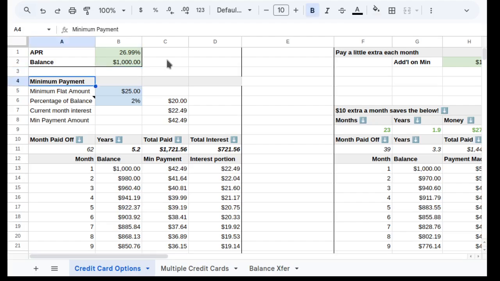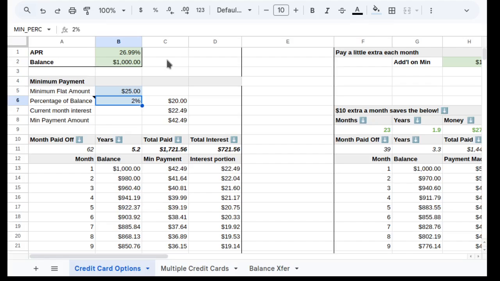Minimum payments. Different credit card companies follow different policies for setting their minimum payments and how they charge people for repayment of their debts. One thing a lot of them do is have a minimum flat amount. This minimum flat amount is how much you must pay every month at minimum. If your interest and principal payments would be less than this, it would be set to this minimal amount.